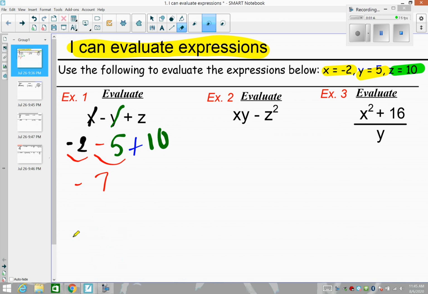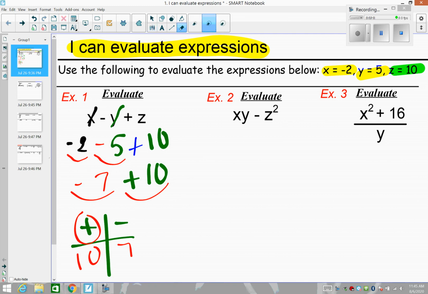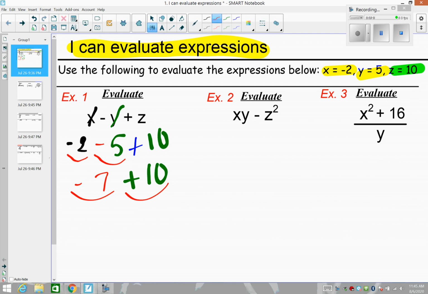Then, if I haven't used it, drag it down, what I'm going to do next is add that 10. So I'm going to tug of war again. I'm going to put 7 players on team negative, 10 players on team positive. The resulting sign, of course, would be positive because it's a stronger group, and the positive group has 3 extra players. So the result of that is +3.